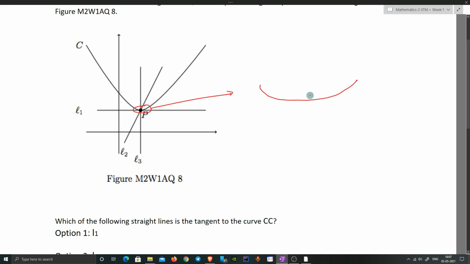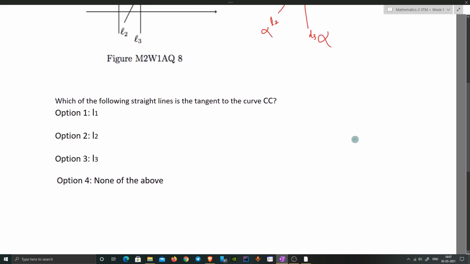If this is the vertex, let's say this is the vertex P and we have one line going here, that is L1, and we have another line here, let's say this is L2, and I have another line L3. So what about this L1 at P? The direction of the curve as well as the direction of the line is horizontal, right? So this will be a tangent. What about L2? It makes an angle, so this is not a tangent. What about L3? Again, this is perpendicular, so this is also not a tangent. So the correct answer is L1.